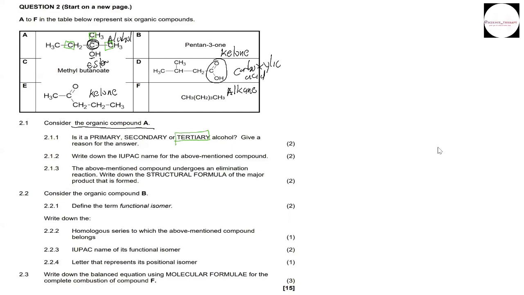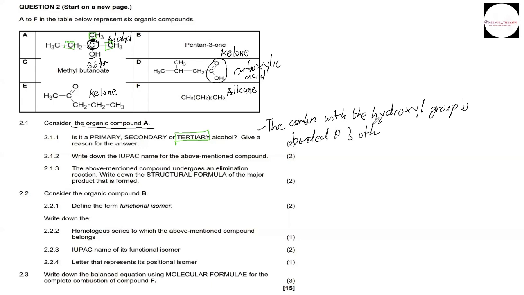And the reason for that is simply that the carbon with the hydroxyl group is bonded to 3 other carbon atoms. And just like that, you have your 2 marks.